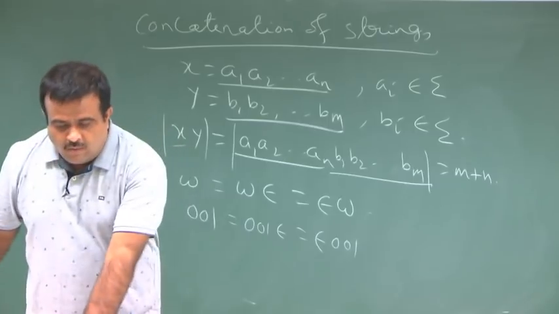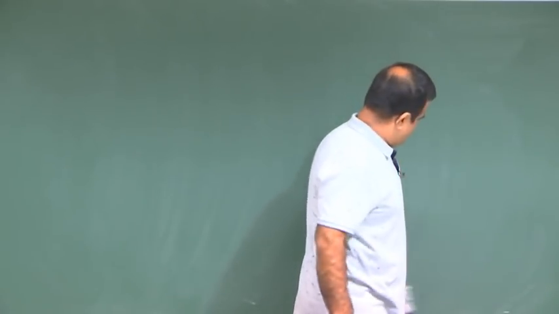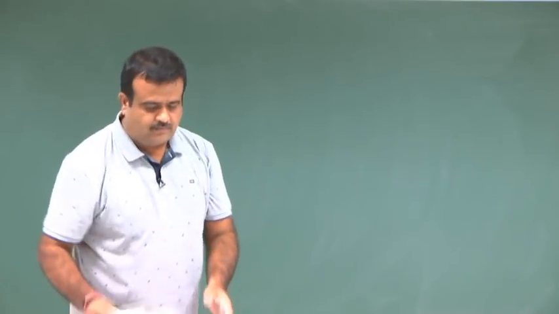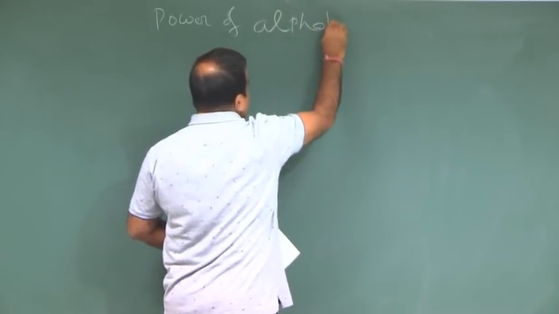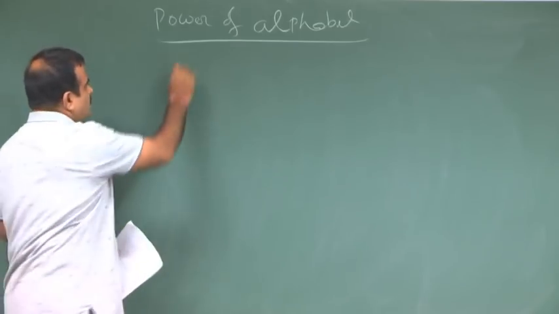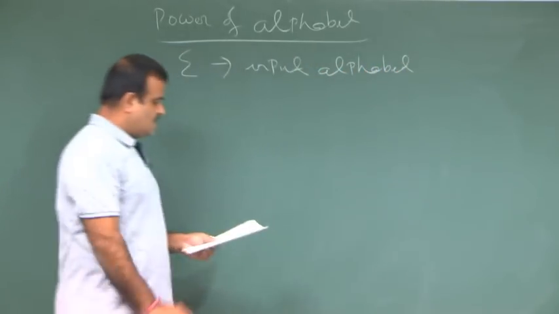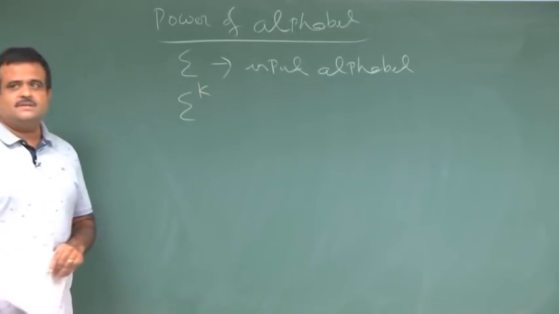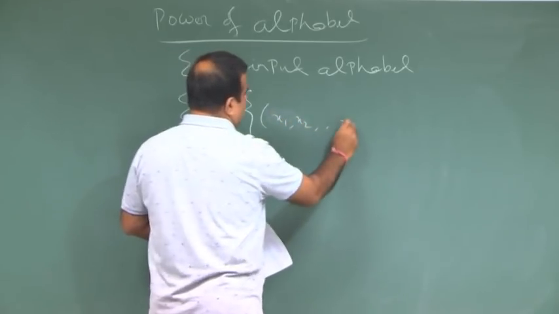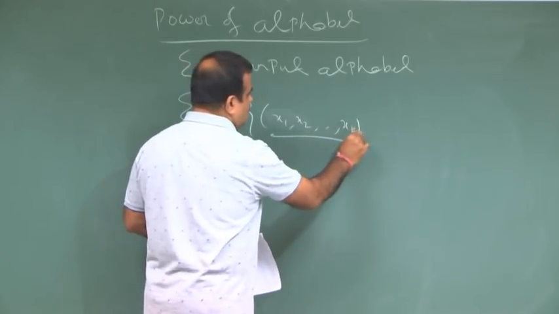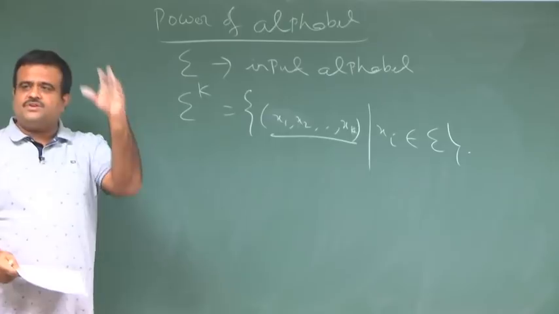Now, we define the power of alphabets, then we define the language. Suppose we have an input alphabet sigma. We define sigma to the power k as the set of all k-tuples x1, x2, ..., xk, where the xi are coming from sigma. So, these are all strings; we are just forming strings from the alphabet.